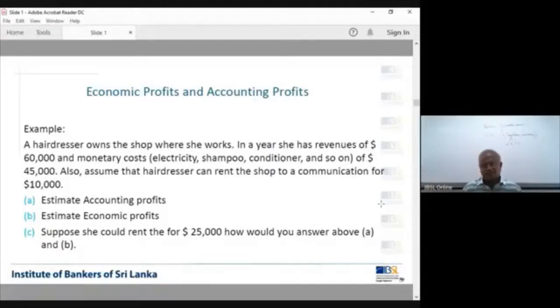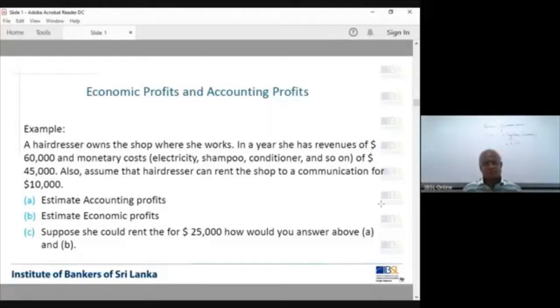Right, it's just a very easy question. Shall we start? Estimate accounting profit. Revenue minus accounting cost. What is the accounting cost? It is 45,000: electricity, shampoo, conditioners. Sorry, these are the accounting cost, not the economic cost. So 60,000 minus 45,000 is the accounting profit. 60,000 minus 45,000, that means 15,000.